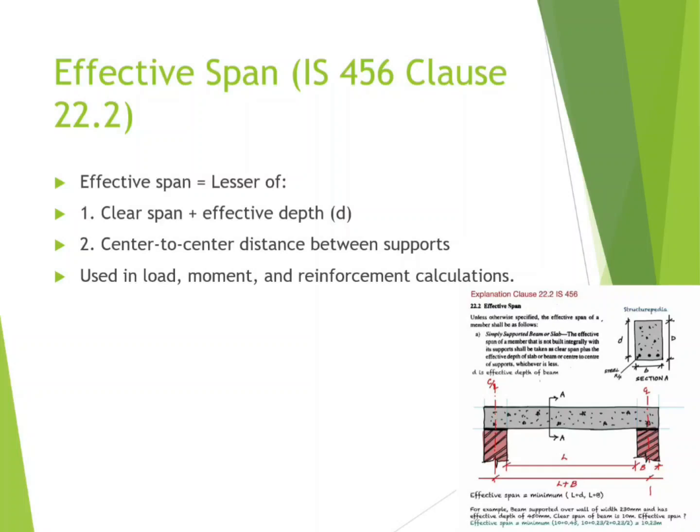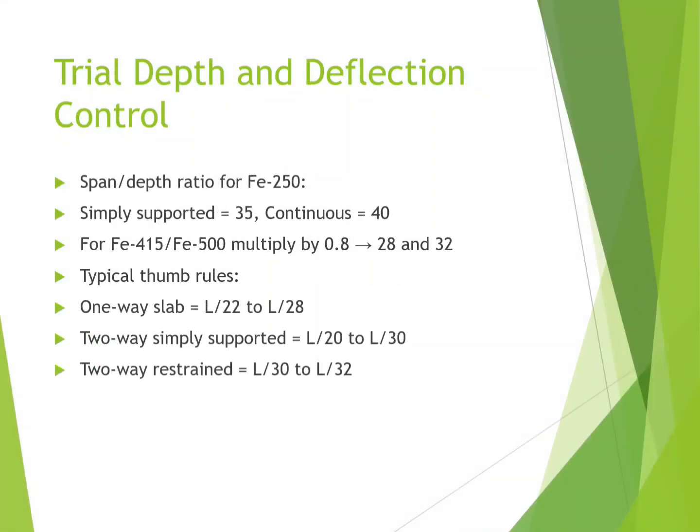Next, how thick should our slab be? The initial trial depth depends on your bending moment and your deflection criteria under clause 23.2.1. If you have a short span under 3.5 meters with light loading, the code gives us a baseline span to effective depth ratio, L/d. For a simply supported slab using mild steel, Fe 250, the ratio is 35. For a continuous slab, it's 40. But because almost everyone uses high-strength bars like Fe 415 or Fe 500 today, those limits must be multiplied by 0.8, dropping them to 28 for simply supported and 32 for continuous slabs.